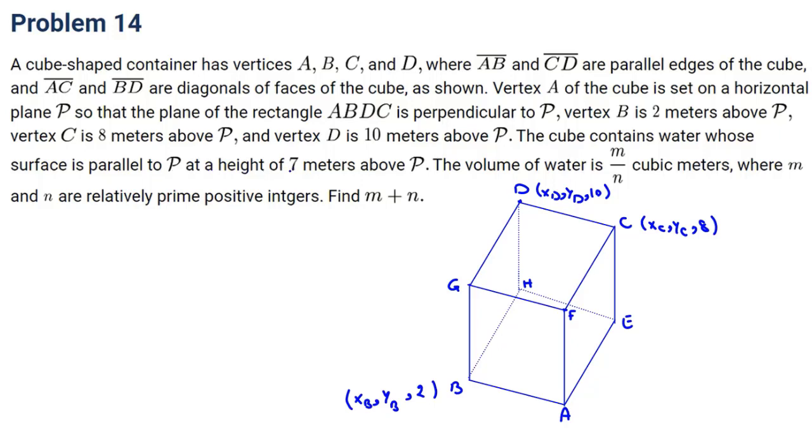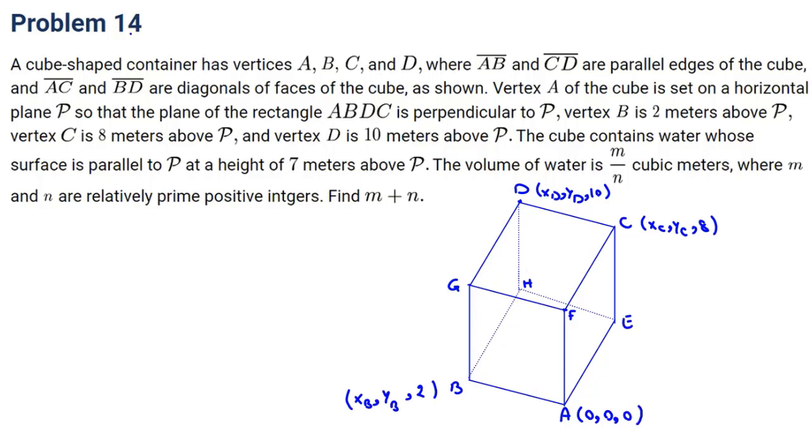at a height of 7 meters above P. Okay, because we don't know the z coordinate of other vertices, let's calculate them, then we show the water. The volume of water is m over n cubed meters, where m and n are relatively prime positive integers. Find m plus n. Okay, so first, without loss of generality, we can consider A's origin, 0, 0, 0.